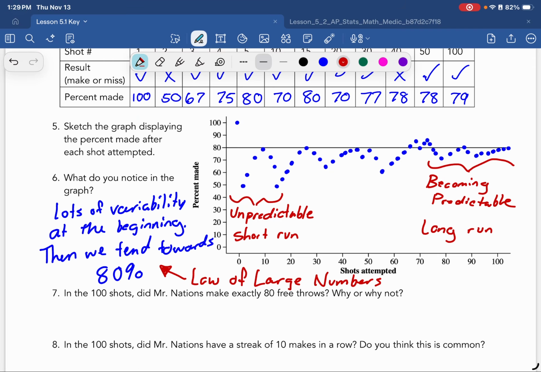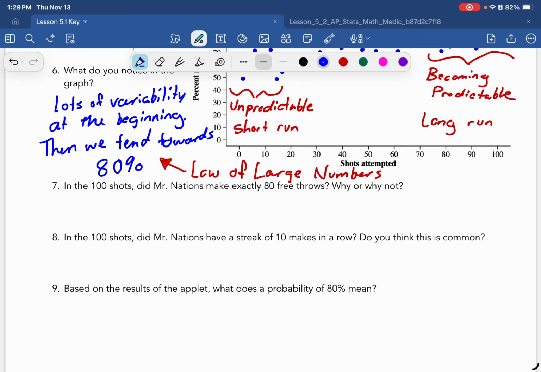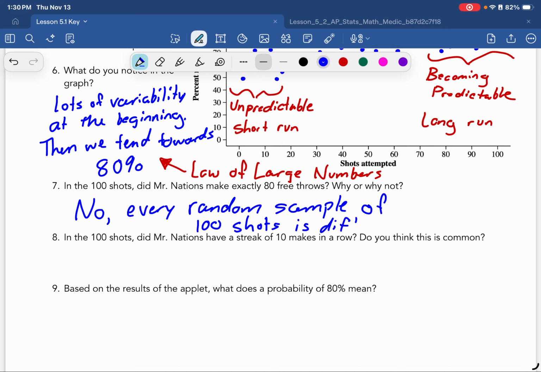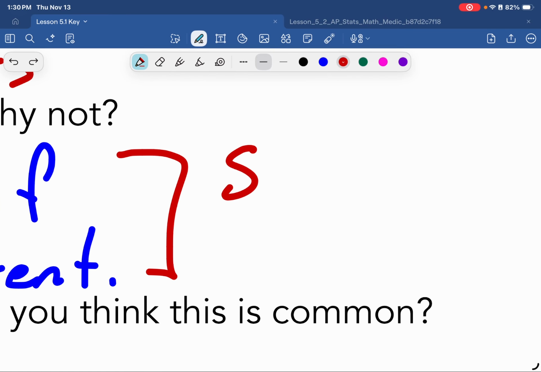So what you may see is that in the 100 shots, did I make exactly 80 free throws? You may have seen it. But overall, if we were to poll the whole class, no. And it's due to the fact that every random sample of 100 shots is different. And this is that idea. We've already kind of seen it in Unit 4, but this is the idea of sampling variability.